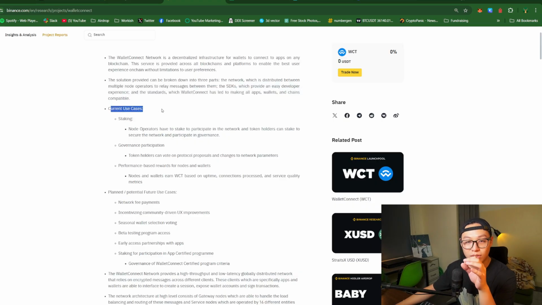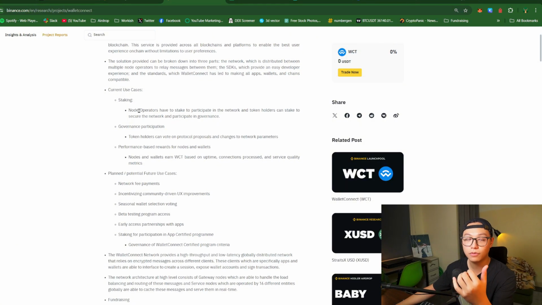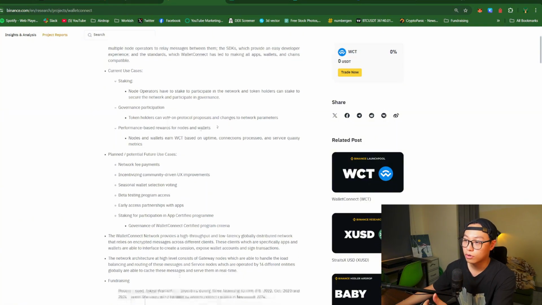The current use cases for the WCT token are three. Staking, obviously: node operators stake to participate in the network, and token holders can stake to secure the network and participate in governance. The second thing is governance participation. The token holders can vote on protocol proposals and changes to the network. And the third thing is performance-based rewards for nodes and wallets. Nodes and wallets earn WCT tokens based on uptime, connections processed, and service quality metrics. So it's similar to how staking would work.